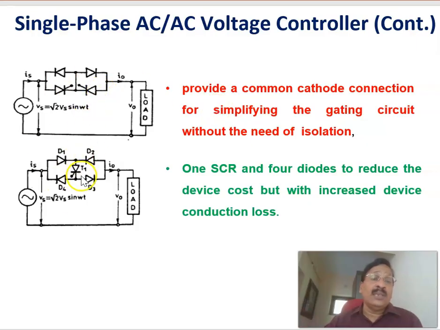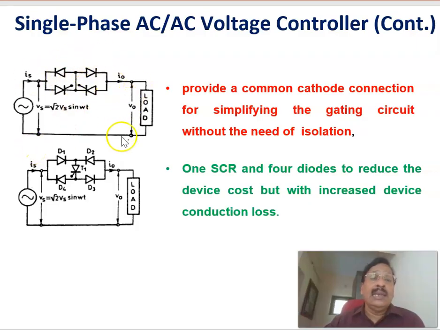Another change of topology: instead of using two thyristors, only a single thyristor is used. Therefore here T1 is there, but there are four uncontrolled devices, the diodes D1, D2, D3, D4. During the positive half cycle, this is the path: current flows through a diode, the thyristor conducts, and it returns back through another diode. And during the negative half cycle, again it is through this SCR, and through the diode it returns back.